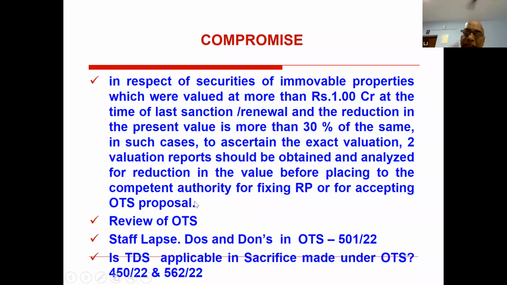Very important. In two cases, you will take two valuation reports: when the original value of the property is more than 5 crores, or when in the last renewal or sanction the value was more than 1 crore and now the reduction is more than 30%. Then also you have to take two valuations. Here is a supplementary question to this. Wherever fixed asset collaterals are taken, land and building, etc., valuation is to be taken once in 3 years.